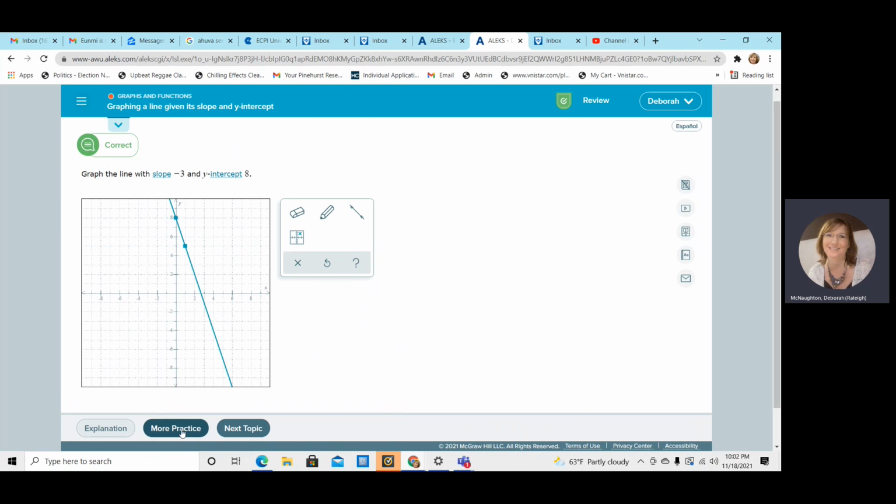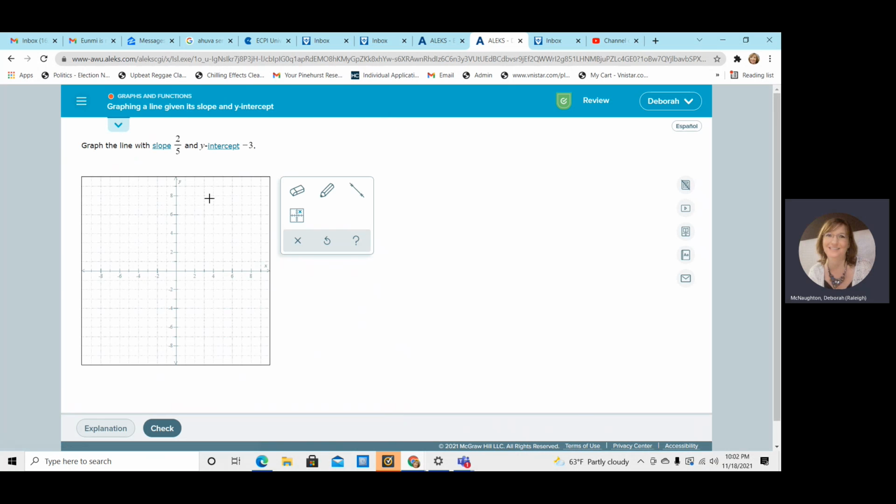All right, let's do a couple more of these. Now we have a y-intercept of -3. So we're going to take the pencil, and the y-intercept is -3. And then the slope is 2/5. So the rise is 2 and the run is 5. So this has a positive slope.